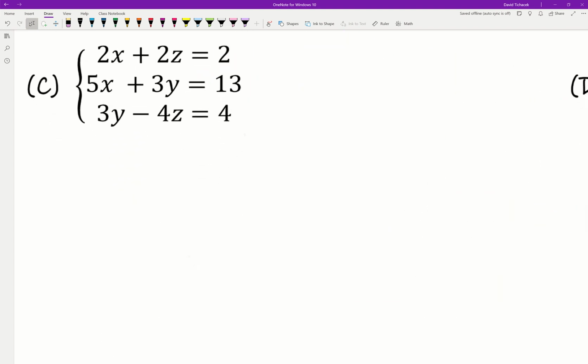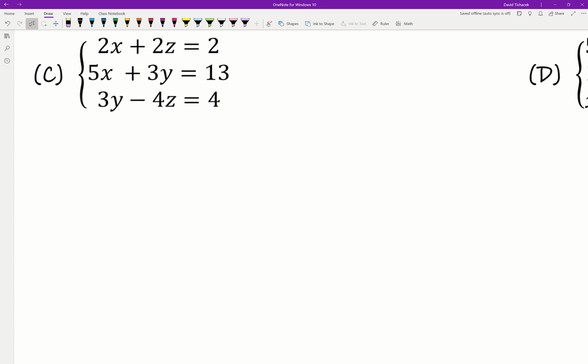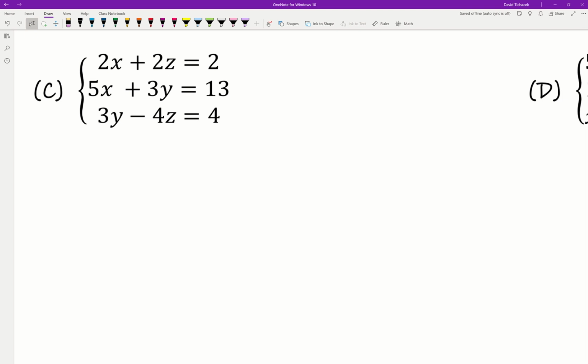Let's take a look at a different type of example of a system involving 3 variables here. The one that makes this unique is that you'll notice that each one of your equations involves a different pair of variables. The first equation involves x and z, the second equation involves x and y, and the third equation involves x and z. And so it could be a little bit confusing about how to continue here.